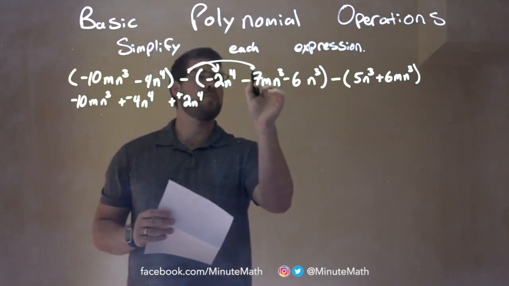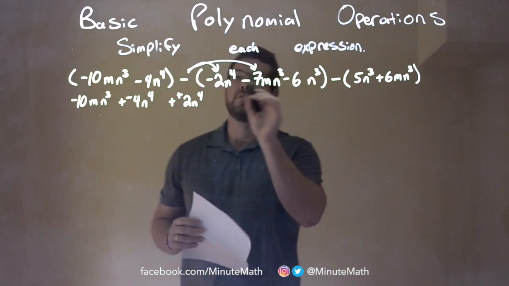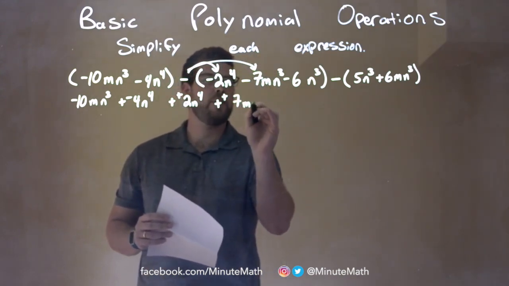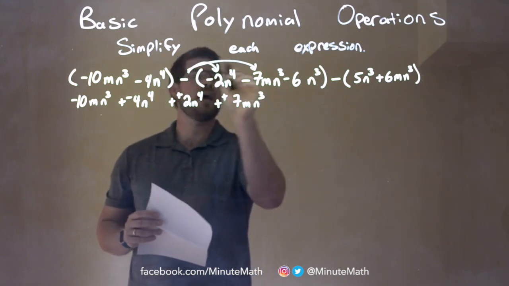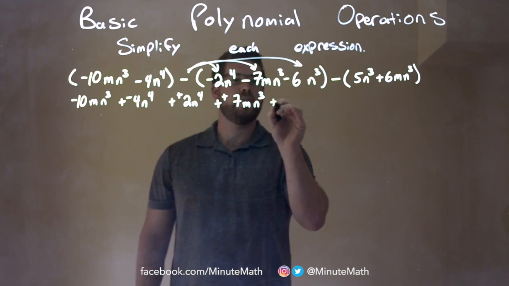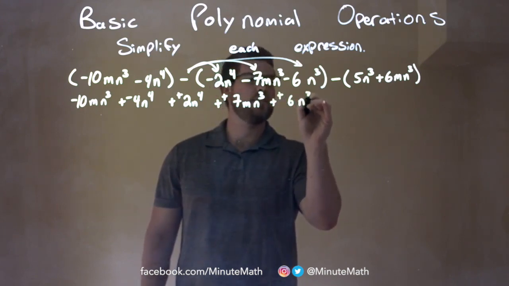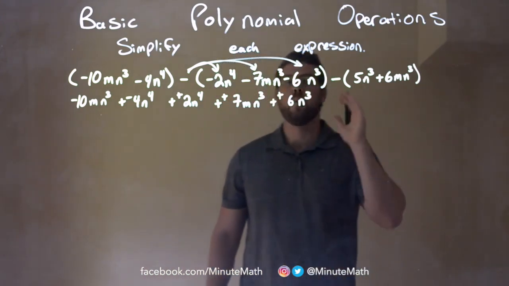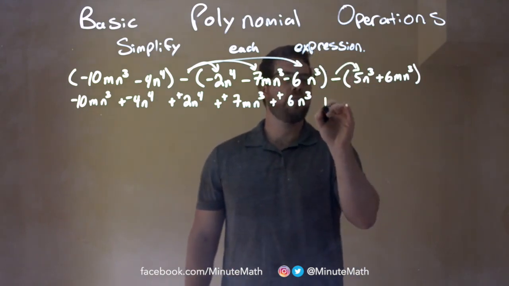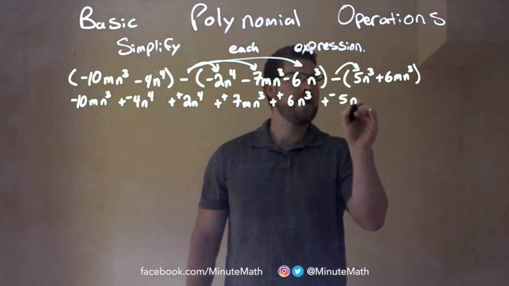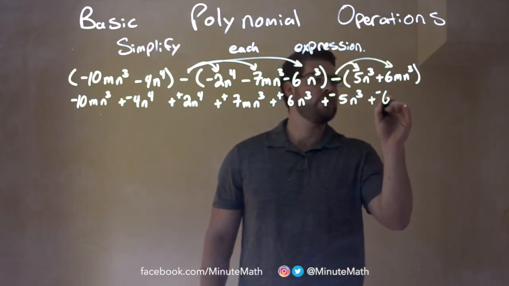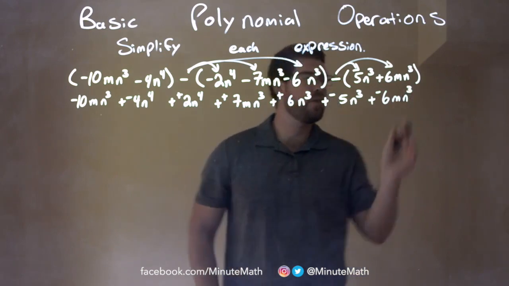Do that again to the next part here. All right, subtracting. So again, double negative, plus a positive 7m n to the third. And then lastly, go over here, distribute the minus sign to both parts, plus a positive 6n to the third. Okay, one more parenthesis to deal with. I distribute this minus sign, and we have plus now a negative 5n to the third. And lastly here, again, plus a negative 6m n to the third.